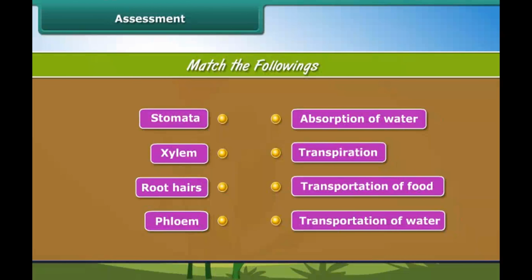Let us check your understanding. Match the options in column A with the correct options in column B.